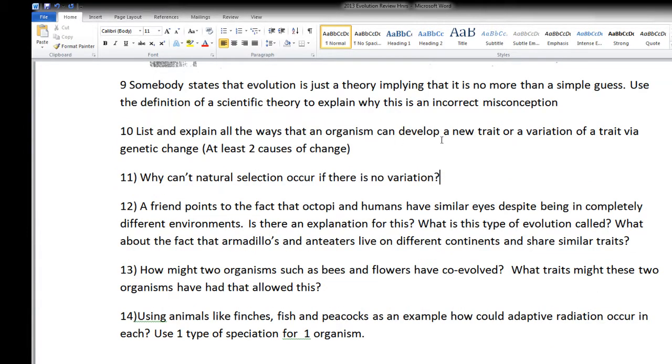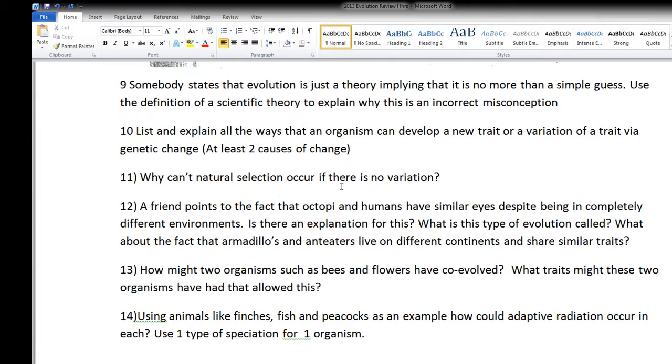Explain all the ways that an organism could develop a new trait or variation of a trait via genetic change. So, one way is gene shuffling. During reproduction, the genes of the parents mix together, so you get a combination of your parents' genes. That's why you have a mix of their traits, usually. So that's one way. And mutations: random genetic change. Something no one else has could be given to you by random mutation.